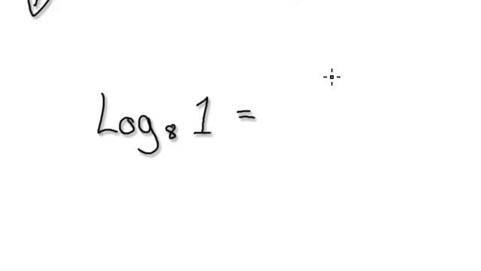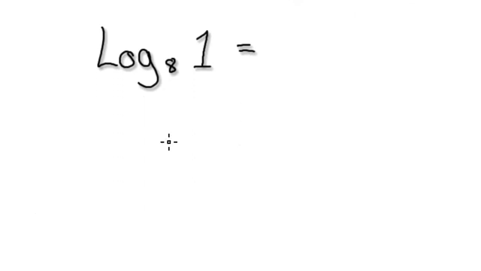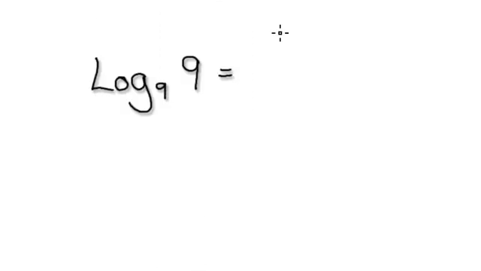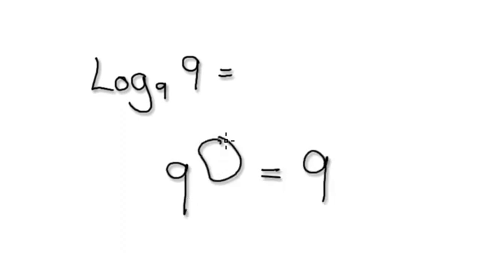And then this one here, tricky, so be careful in this one. Press pause and have a go. So remember, the answer here is 8 to the power of what will give me 1. So it will be 0. So here it would be 0. This one here, 9 to the power of what will give you 9. Well, the answer here is 1.